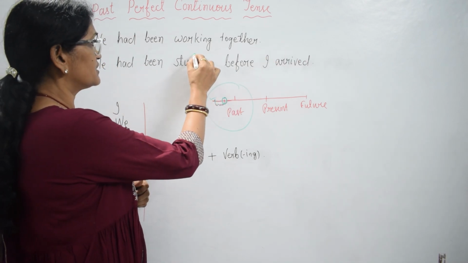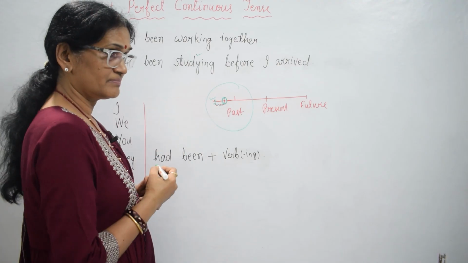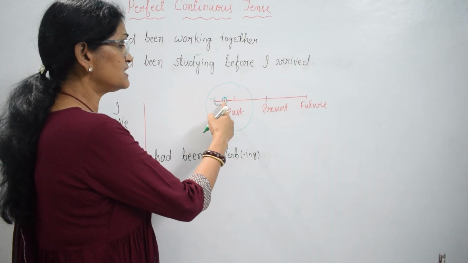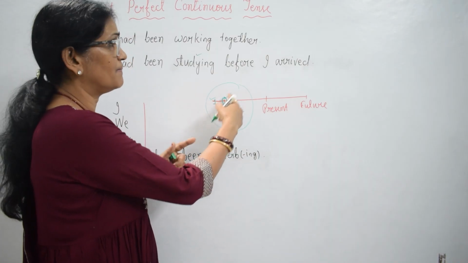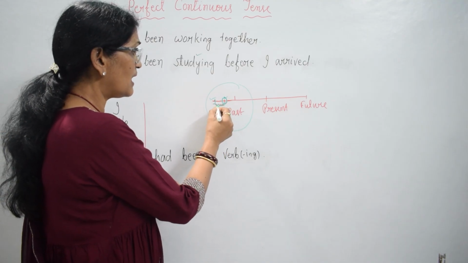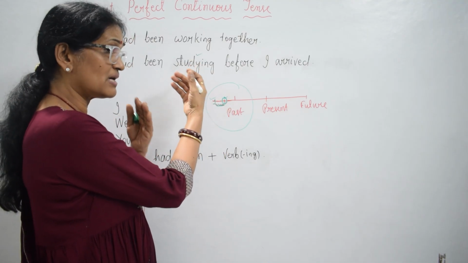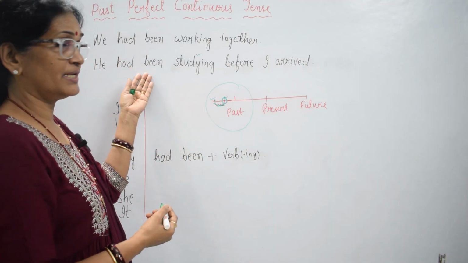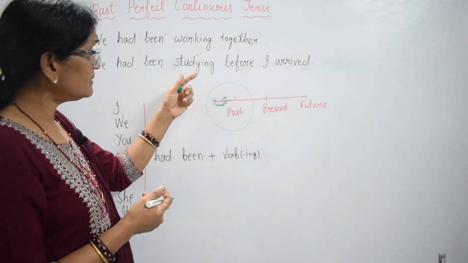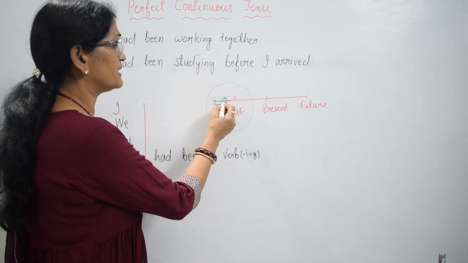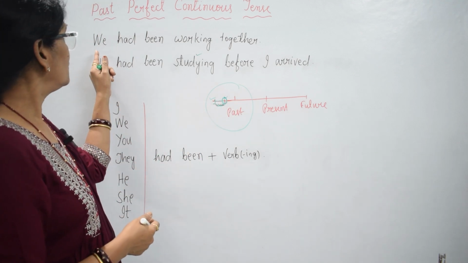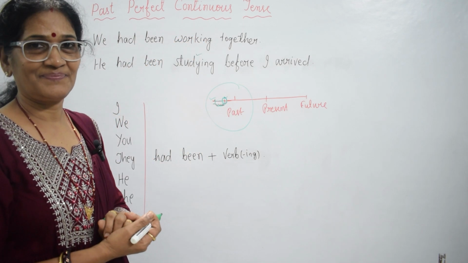He had been studying. Studying started at this point, continued up to this point because at this point another action happened. My arrival happened here. Okay, for this duration, what was happening must be expressed in the past perfect continuous tense. He had been studying. He had been studying before I arrived. Okay, we had been working together.